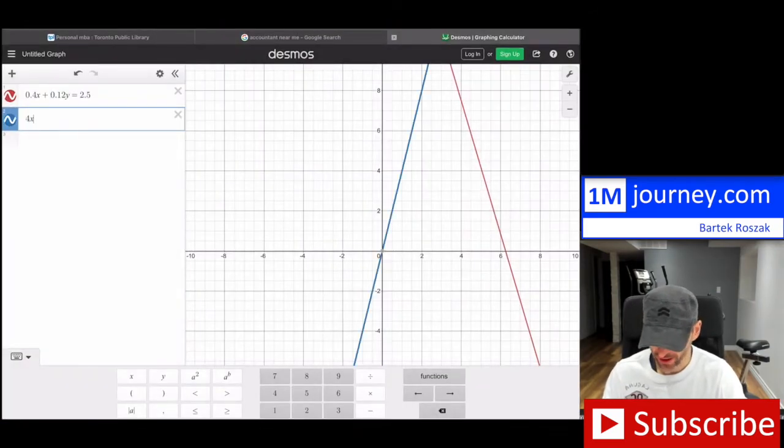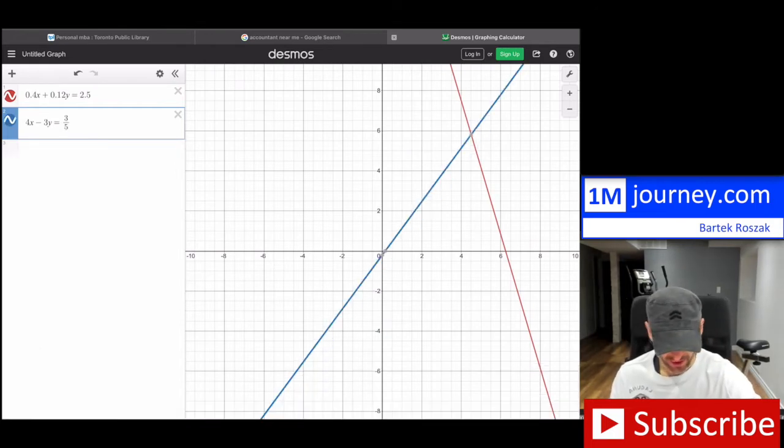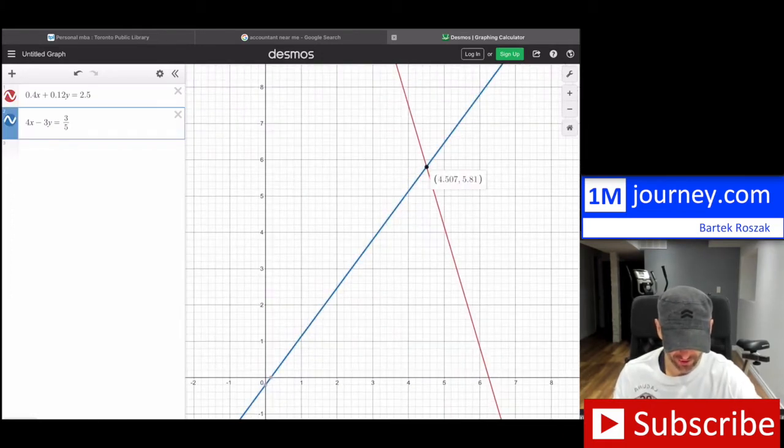So it's 4x minus 3y equals 3 over 5. All right, and then that's it. So this is our point of intersection here. This is what we had. Notice that's how the lines are actually intersecting, and that's what you find.